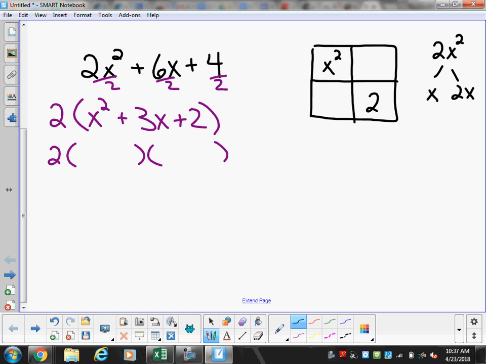So where do these two things go? These two spots? There you go. So the x and the 2x go in those other two empty spots in the box. And this is where we start looking at each row and each column and trying to figure out what factors they have in common. So we look at this bottom row first. What do the terms x and 2 have in common? 1. The only factor those two terms have in common is a 1.